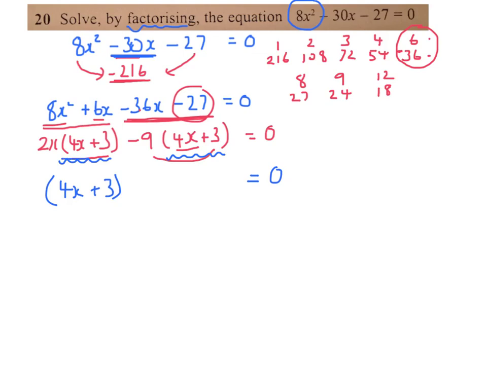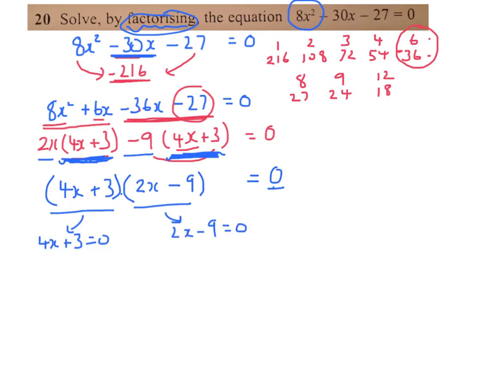Now, I've got 4x plus 3 as a factor in both of these terms. So I'm going to put the 4x plus 3 at the beginning. Now in the first case, I've multiplied 4x plus 3 by 2x. And in the second case, I've multiplied it by minus 9. So that's going to give me my second bracket. So now I've factorised, so we've done the first part of the question, we've factorised the expression. So we've got two things multiplied together to make 0. Now the only way that can happen is if one of these two things is 0. So either 4x plus 3 is equal to 0, or 2x minus 9 is equal to 0.